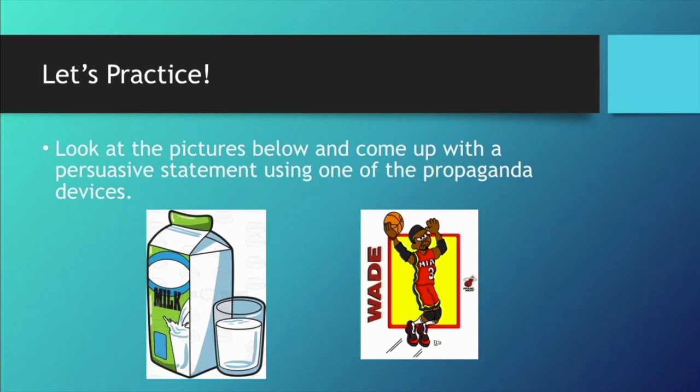Now, I'm sure you came up with an awesome statement. I'm just going to share one that I came up with. Milk, it does a body good. After all, Dwayne Wade, he drinks it. There goes my persuasive statement using one of the propaganda techniques. And of course, that would have been a transfer, or that could have been a testimonial that I used a while ago. I wonder which one you use. Let's move to our next slide.